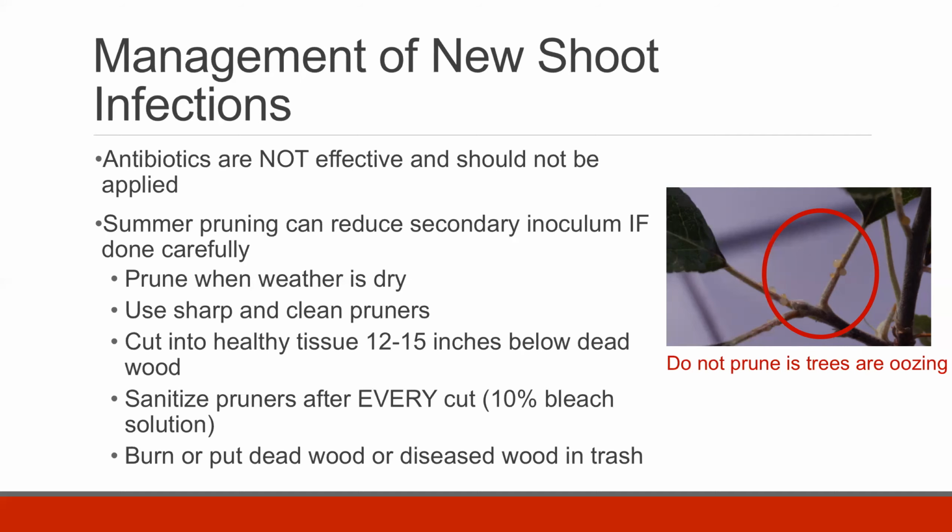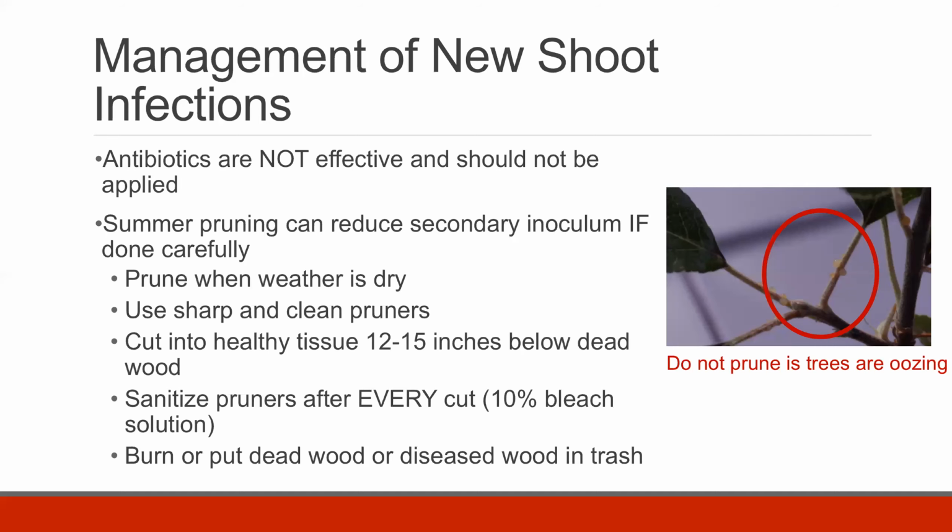So really the only option then for growers, if they want to manage new shoot infections, is summer pruning. And summer pruning can be effective in reducing secondary inoculum if it's done carefully. So we recommend that shoots be removed if they show symptoms, not signs, of fire blight. So if you see the wilting and the necrosis occurring, then summer pruning may be necessary.